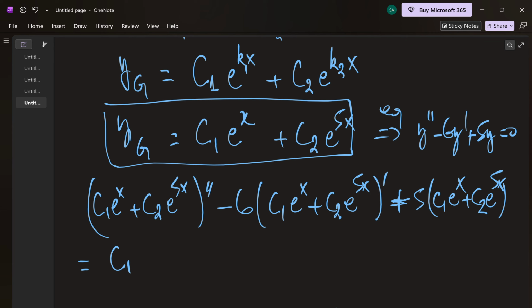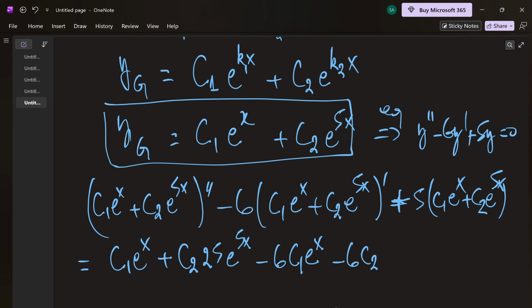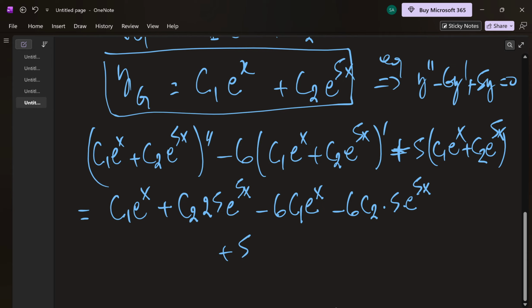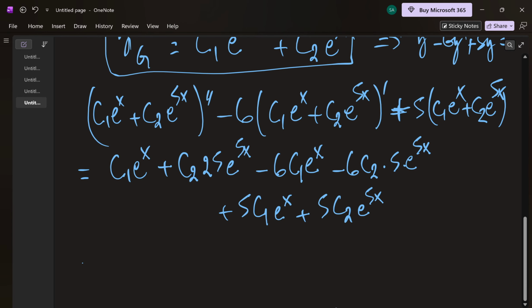Now what is this equal to? It is equal to c1, the second derivative of exponential x is exponential x, plus c2, the second derivative of exponential 5x is 25 exponential 5x, minus 6 c1, the derivative of exponential x is exponential x, minus 6 times c2, the derivative of exponential 5x is simply 5 exponential 5x, plus the remaining 5 c1 exponential x plus 5 c2 exponential 5x.